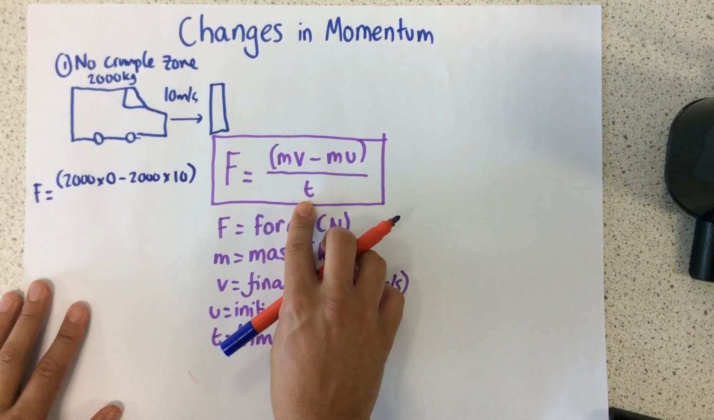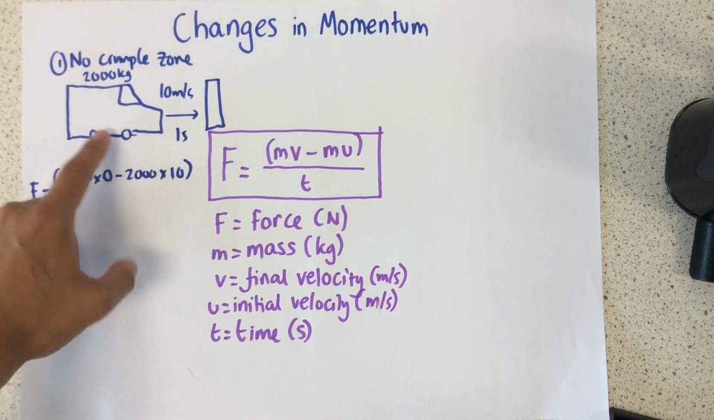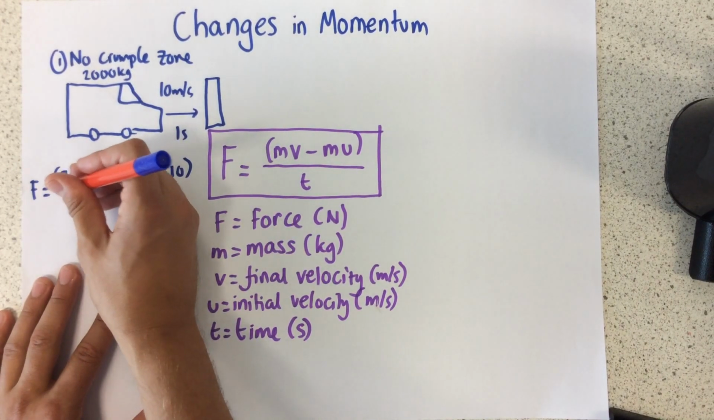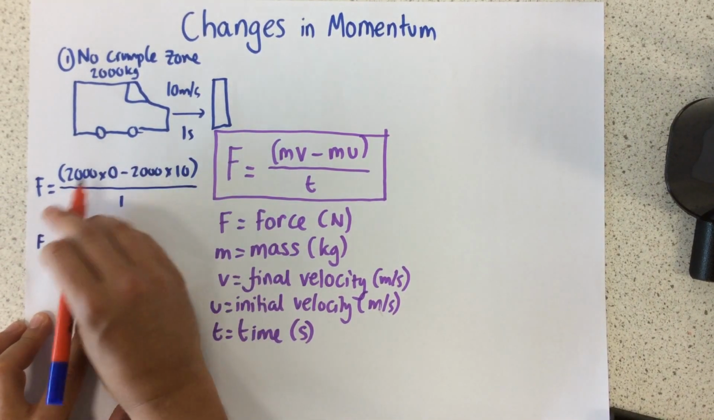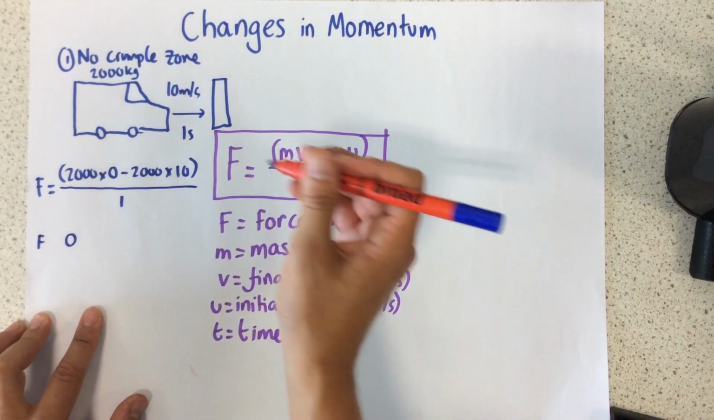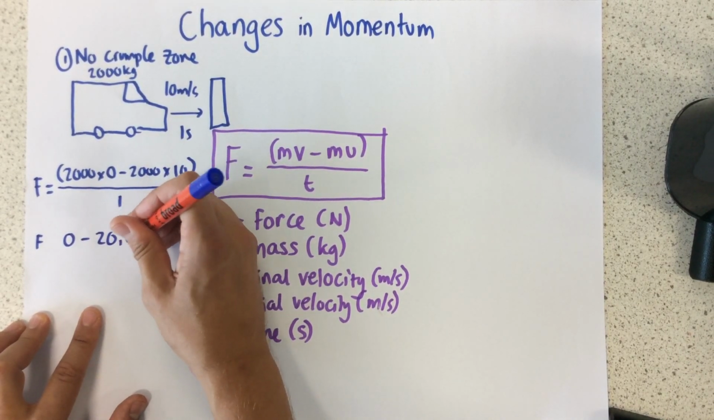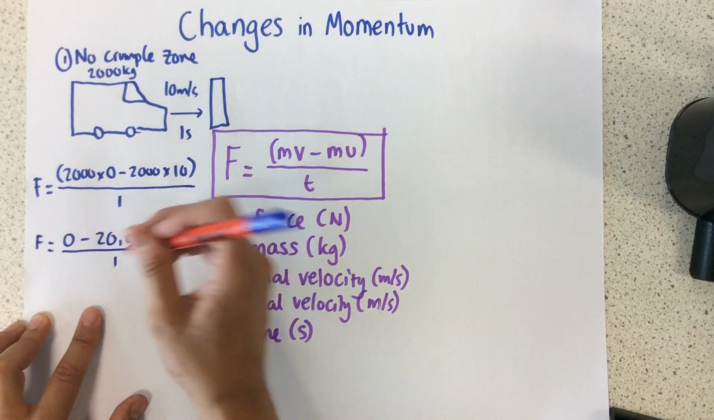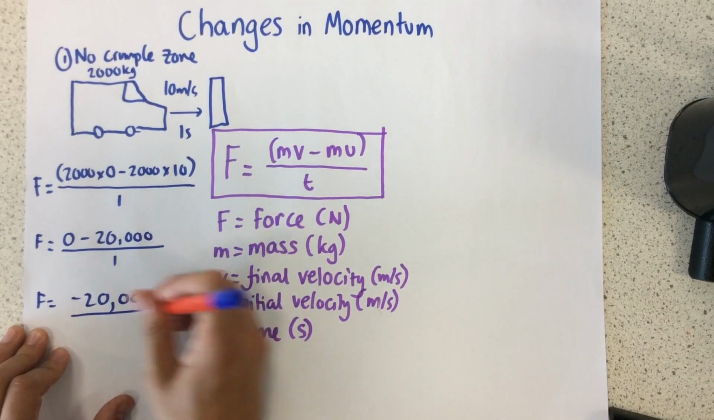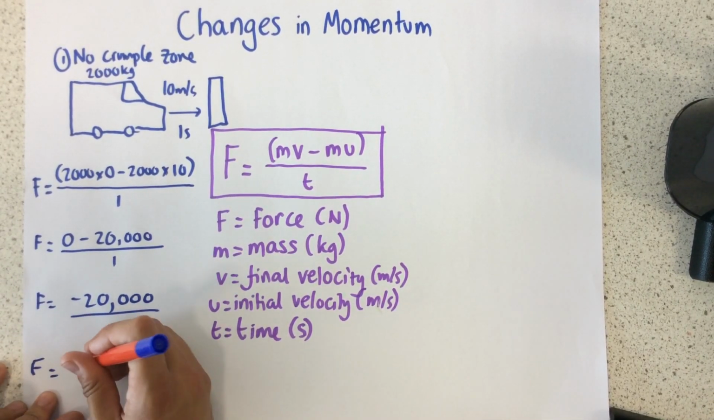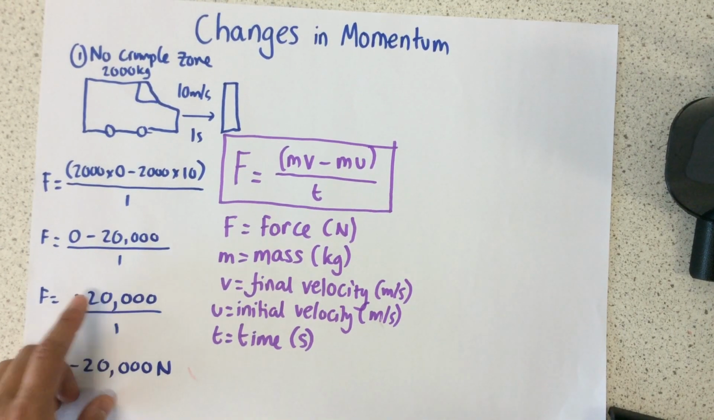Now the time it's taken, let's say this whole collision took 1 second. So it took 1 second for it to come to a halt. So the whole thing would be divided by 1. Okay, let's just simplify that. So 2,000 times 0 is 0, and then 2,000 times 10 is 20,000 divided by 1. So the force is minus 20,000 divided by 1. The answer to that is just minus 20,000 newtons, because I've just divided by 1.